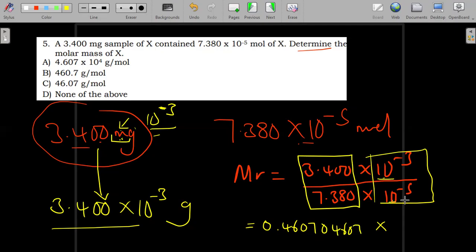So this 10 and this 10 are the same base. So what are we going to do? We are going to subtract the powers. So it will be 10 minus 3 and then minus 5, like that. So that will be 10 minus 3 plus 5, which will just be 10 to the power 2. So here I'll write 10 to the power 2.